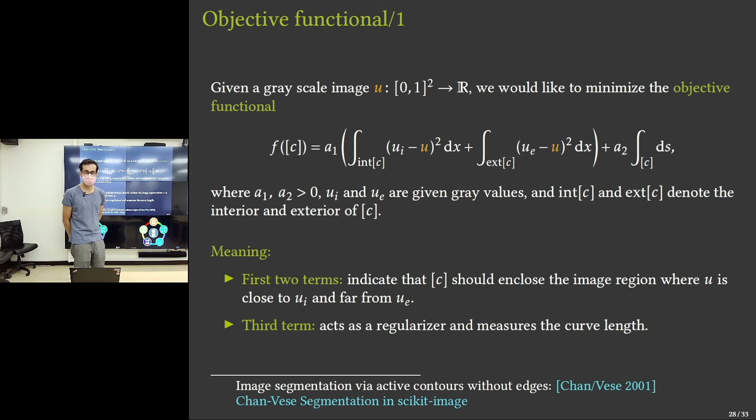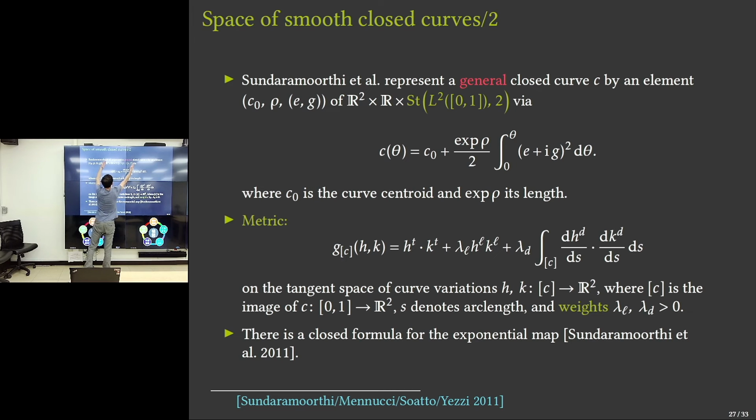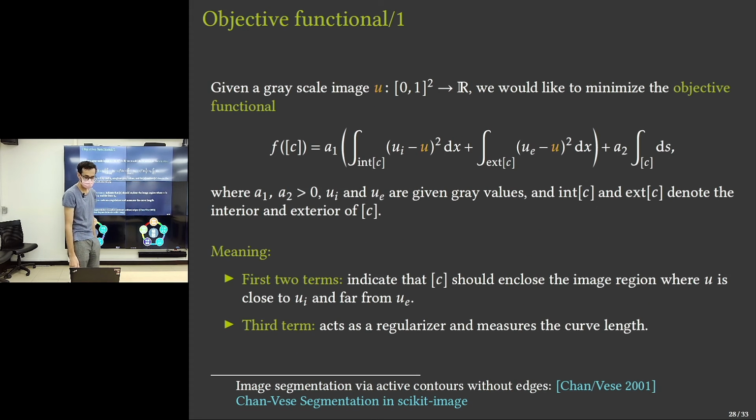Okay, so we have to define an objective function to optimize on that space, our manifold. So there is a manifold part, real, and the centroid that belongs to R2. This is our constraint. And what do we want to minimize? This is the objective function.